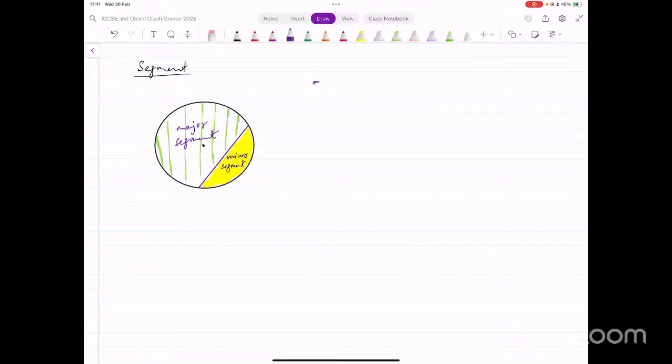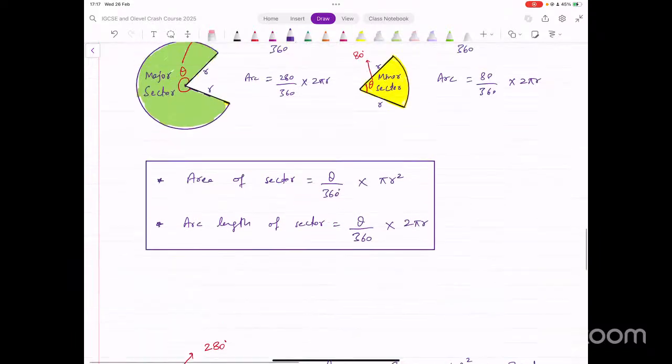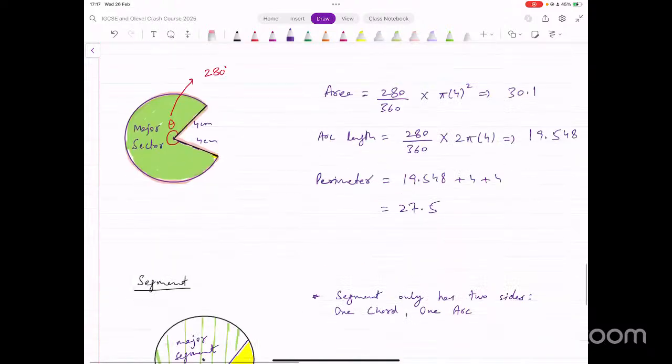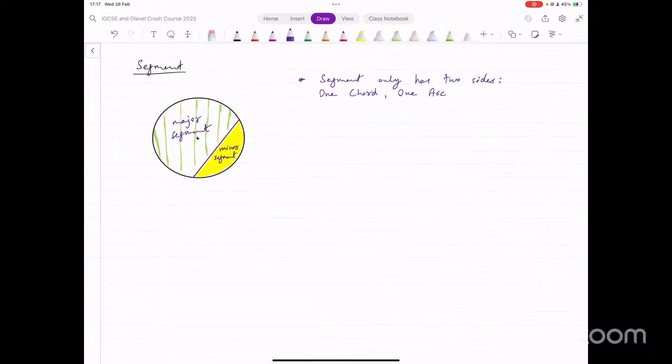Now, a segment only has 2 sides. What are those 2 sides? One of them is a chord, and the other one is an arc. Okay. A sector has 3 sides, 2 of them are radii. Now, how do you find area of a segment? How do you find perimeter of a segment? For perimeter, you would just add the arc length and the length of the chord.